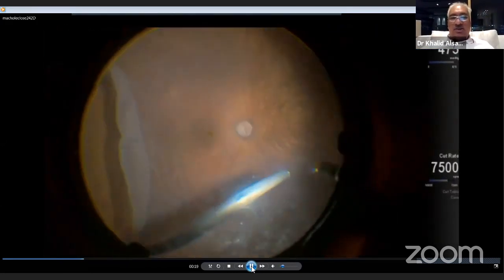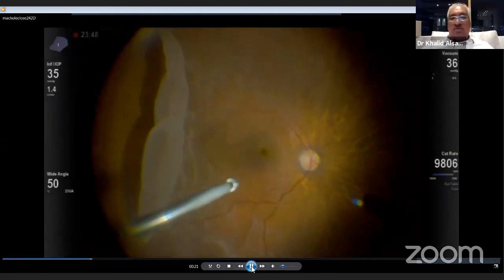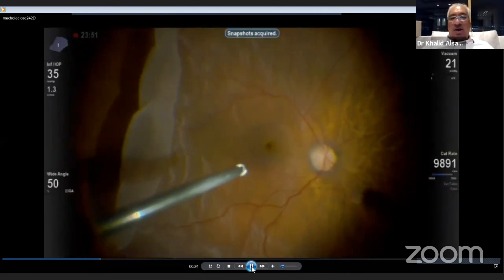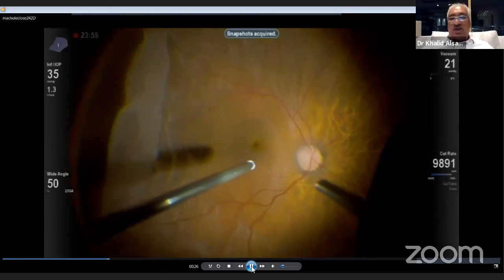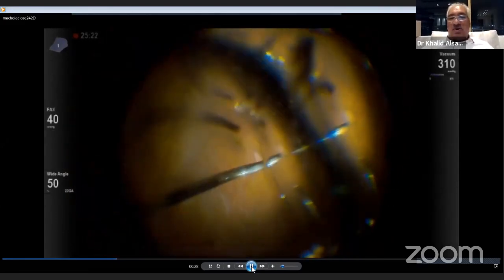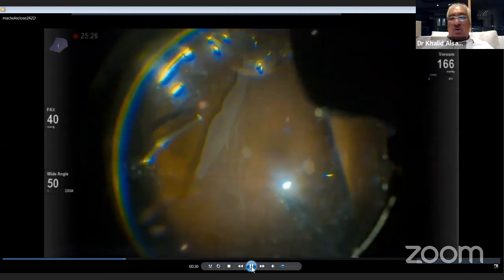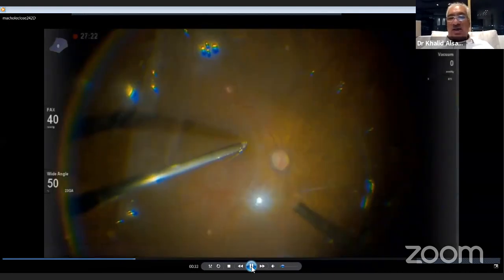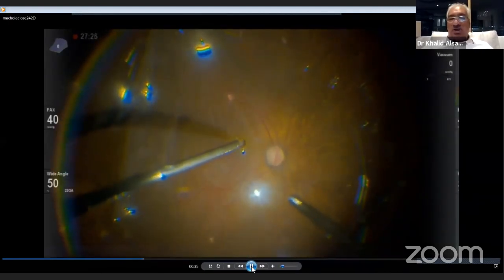And I thought this is probably going to be different, because from the giant retinal tear, a lot of tangential forces are released because of the GRT. So I didn't want to be very aggressive in this case and go as traditional as before.